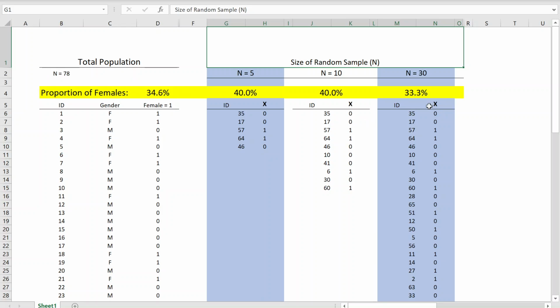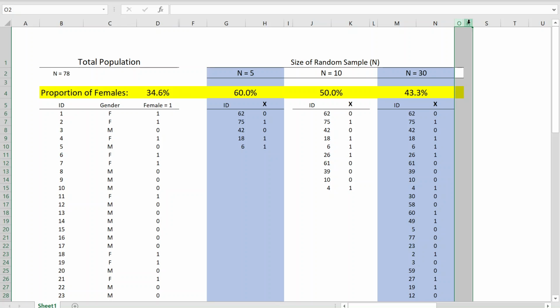So our sample size is getting a bit larger, though not quite half of the population. But even with a sample size of 30, we see that we're much closer to the underlying population. So 34% versus 36, 43, 26, 36. There's still some variation there. It's unlikely that it's going to be perfect every time, but especially compared to these other sample sizes, we're getting much closer to the underlying population.